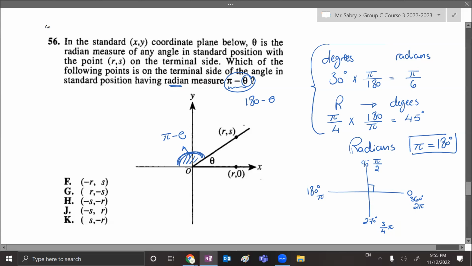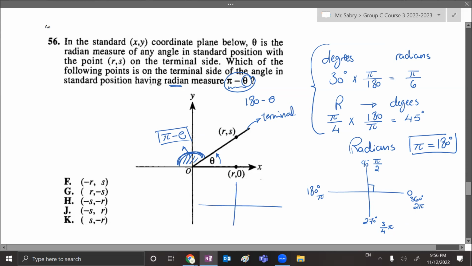So think about this. This is what we call the terminal side, by the way. The end of the angle, the side that ends the angle. Right now, this is the terminal side of theta. Where would be the terminal side of this angle, pi minus theta?